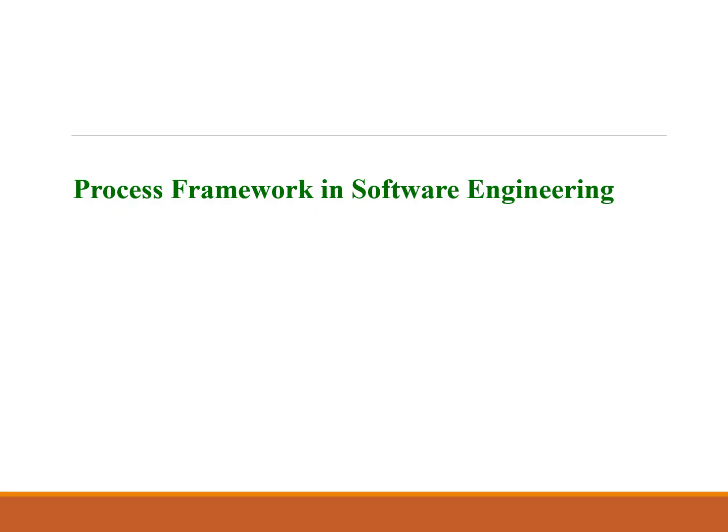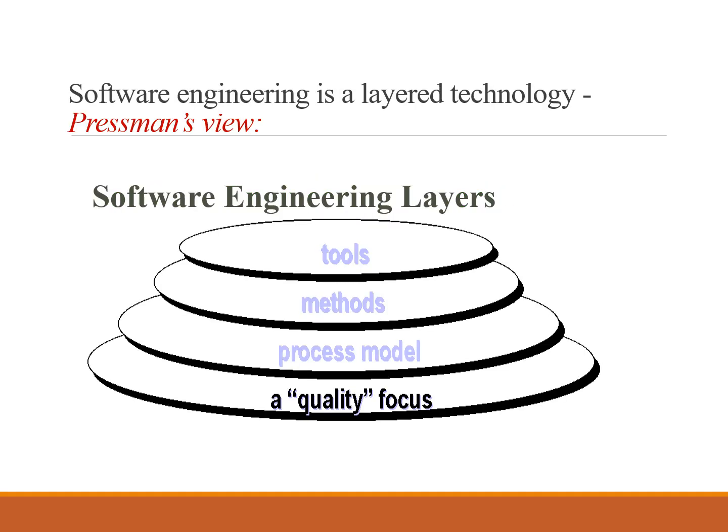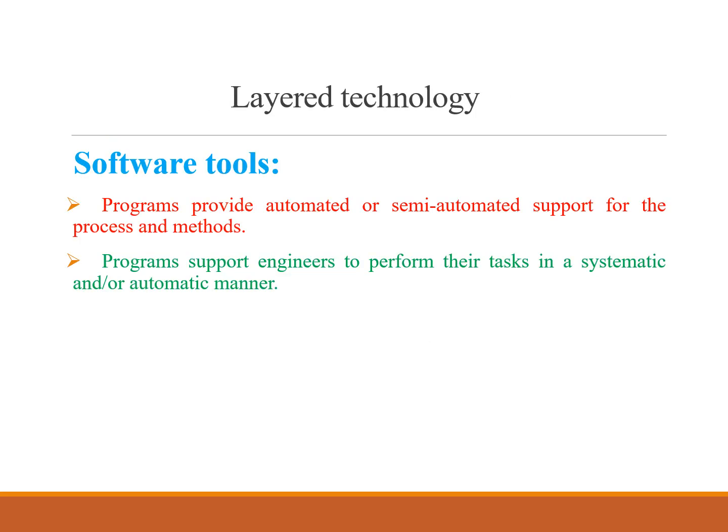I am going to give the overview about the process framework concept in software engineering. Software engineering is a layered technology. Please look at this picture. It is represented in the layer view. It has 4 layers from top to bottom: tools, methods, process model and quality focus.